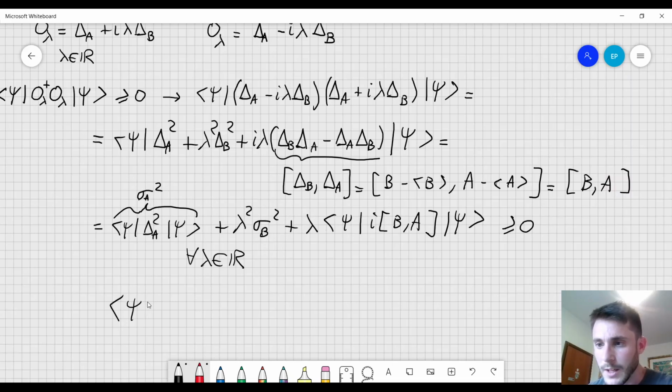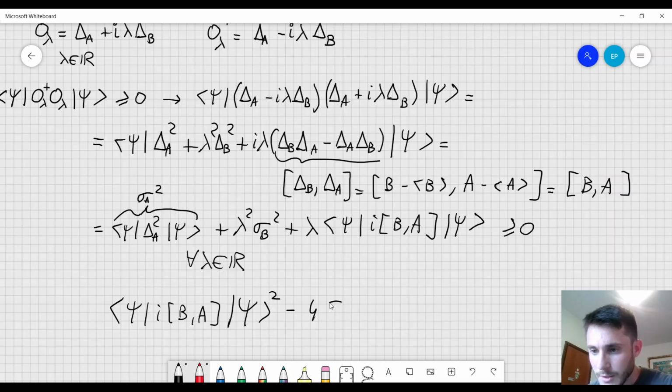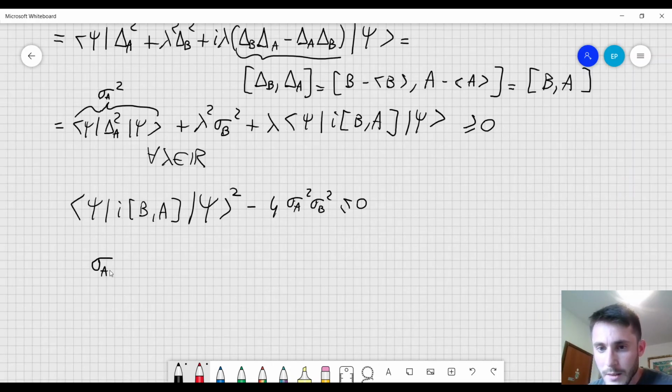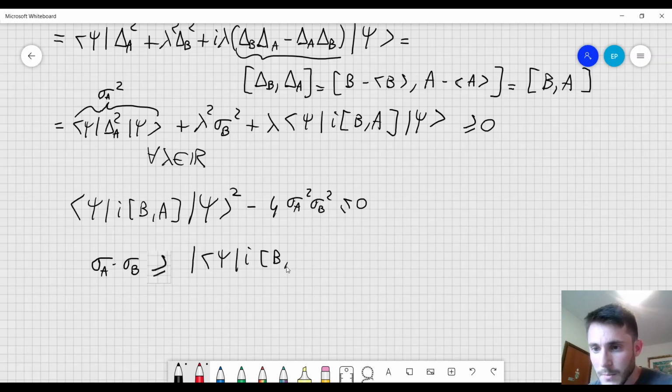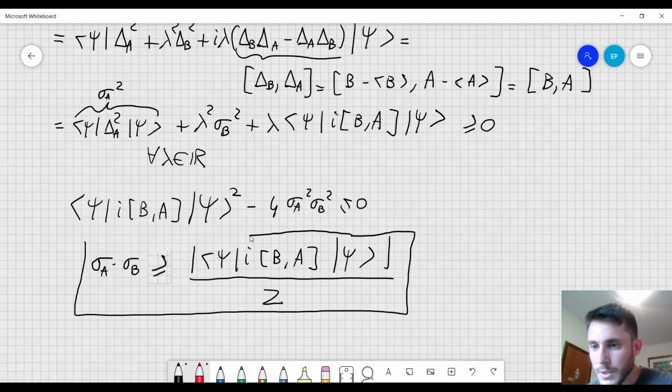So we have psi i commutator B A psi squared minus 4 sigma A squared sigma B squared is less than or equal to 0, and from here we get that sigma A times sigma B is greater than or equal to the magnitude of psi i B A commutator psi divided by 2, and this is the most general form that the Heisenberg uncertainty principle can take.